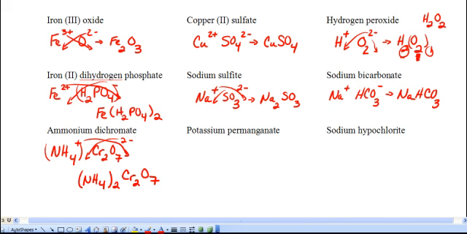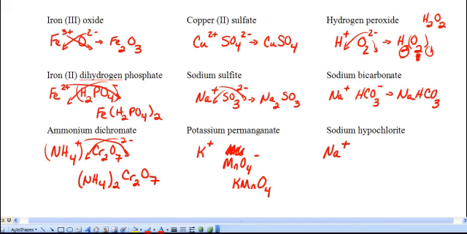Potassium permanganate. This is a purple solution. Potassium is a plus 1. Permanganate is simply MnO4 with a 1 minus charge, so you need 1 potassium, 1 permanganate, so it's KMnO4. Potassium permanganate.